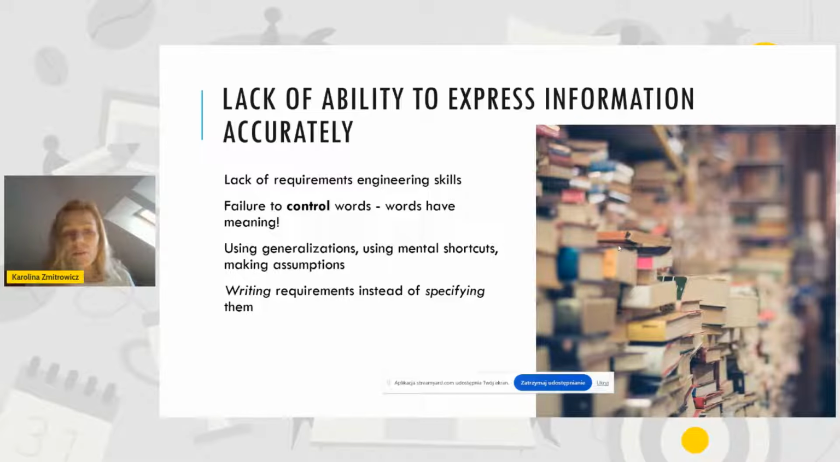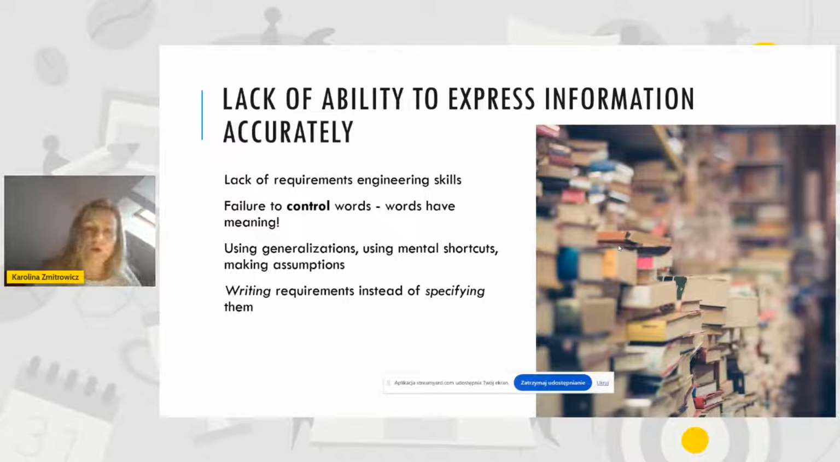What else could be a problem? And this is a thing that is really annoying me: writing requirements. No, we are not writing requirements. You can write a letter. We are specifying requirements. Why is the difference important? Writing means that you are just formulating words in basically a default manner, as you like. Specifying means that you are expressing information accurately. You can use a specific form, template. This is what I mean by specifying.